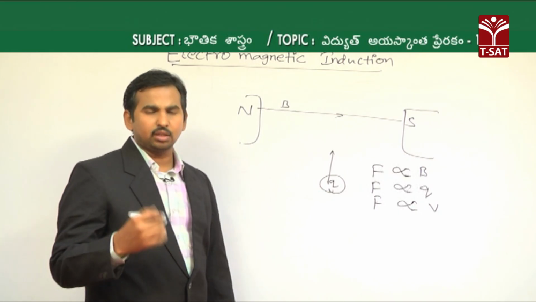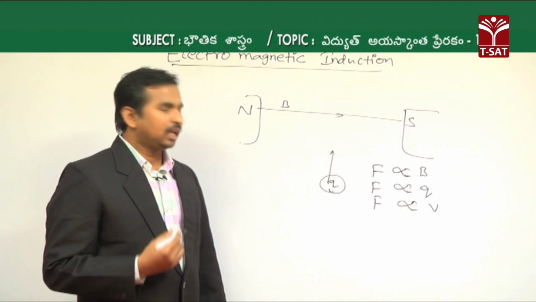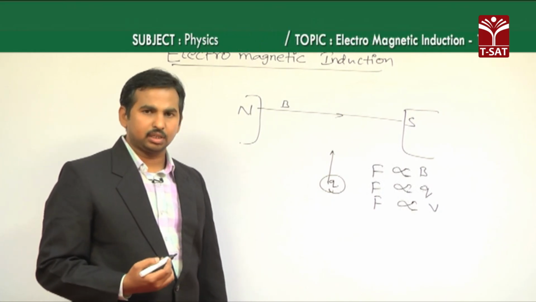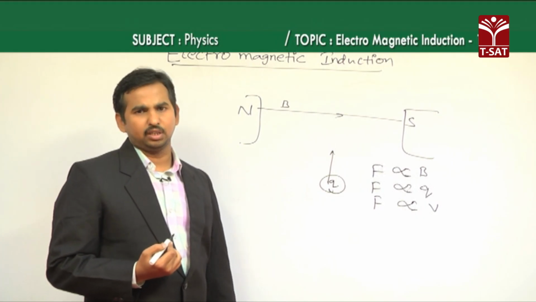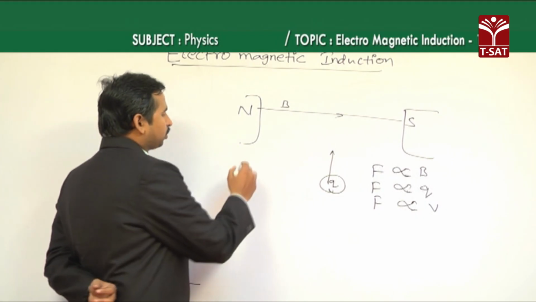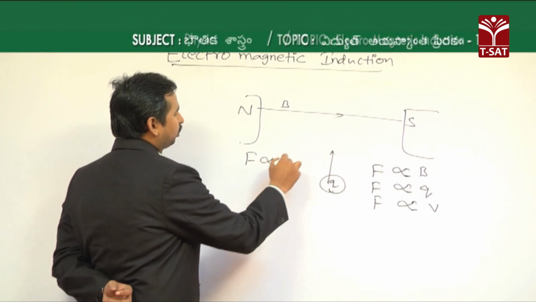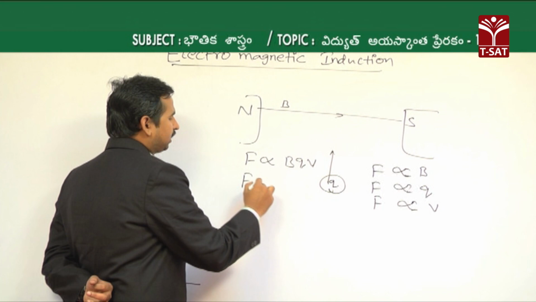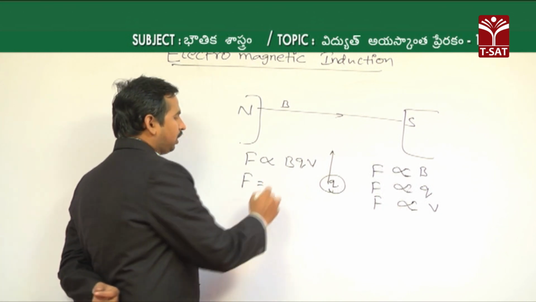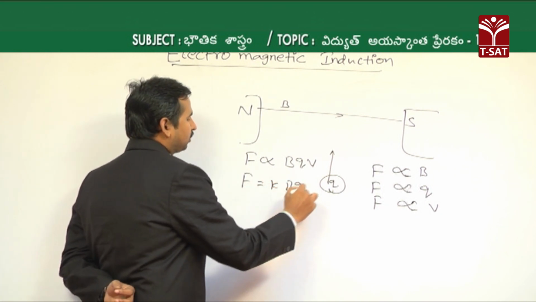One is the strength of the magnetic field we are applying, the second is how much charge we are taking, and the third is with what velocity that charge is moving. As F is directly proportional to B, Q and V, if we take the relation, F is equal to K constant into B, Q, V.